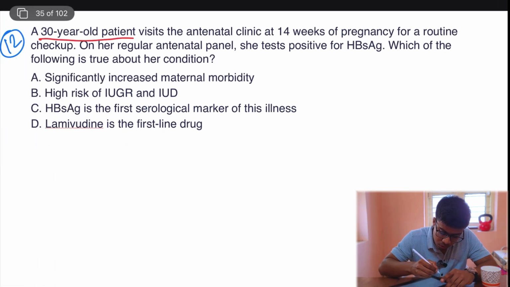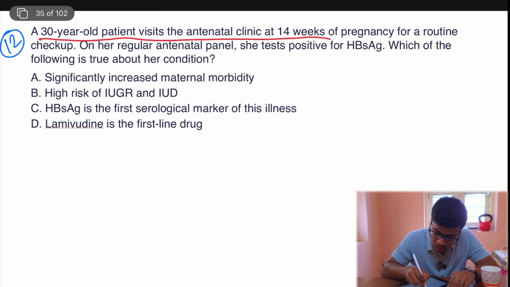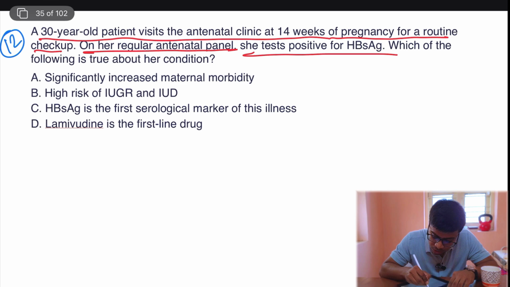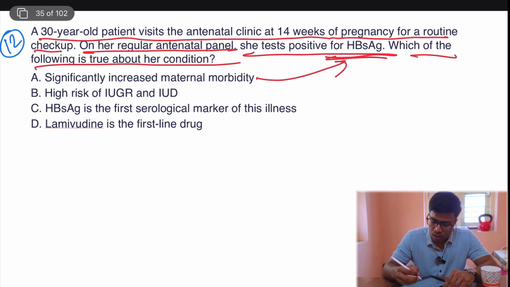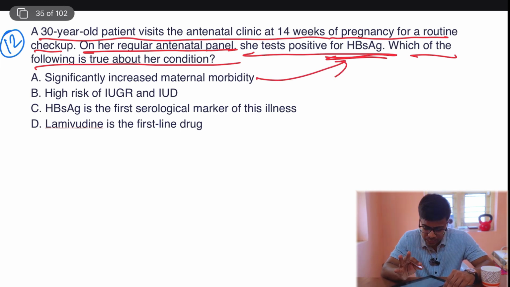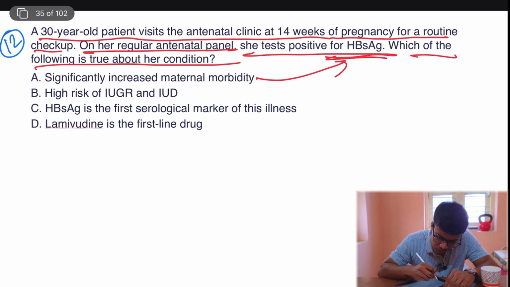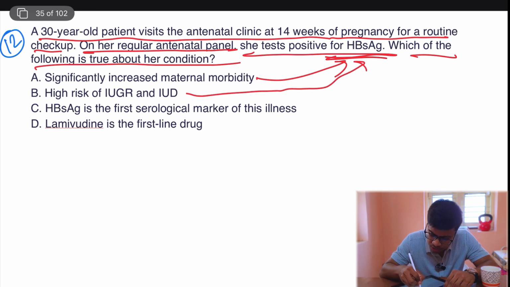Now coming to the 12th question: a 30-year-old patient visited the antenatal clinic at 14 weeks of pregnancy for a routine checkup. On her regular antenatal panel, she tests positive for HBsAg. Which of the following is true about her condition? Significantly increased maternal morbidity and mortality? No, not an option. High risk of IUGR and IUD? It's a risk, but it's not high risk. Again, the options are wrong.